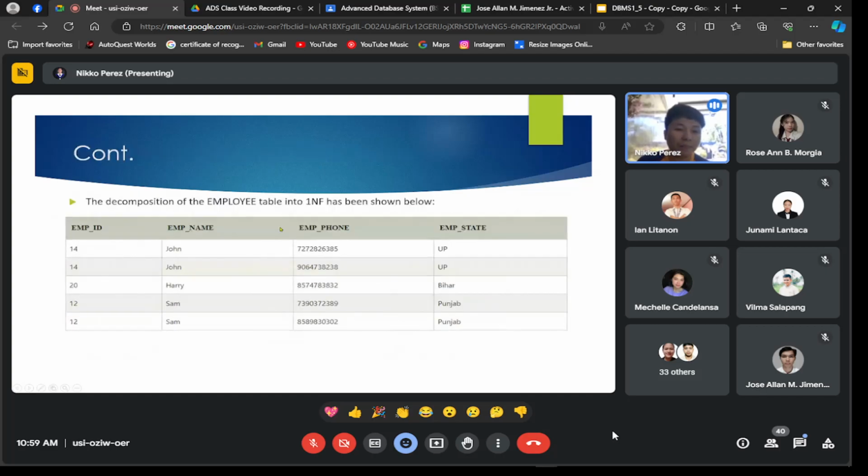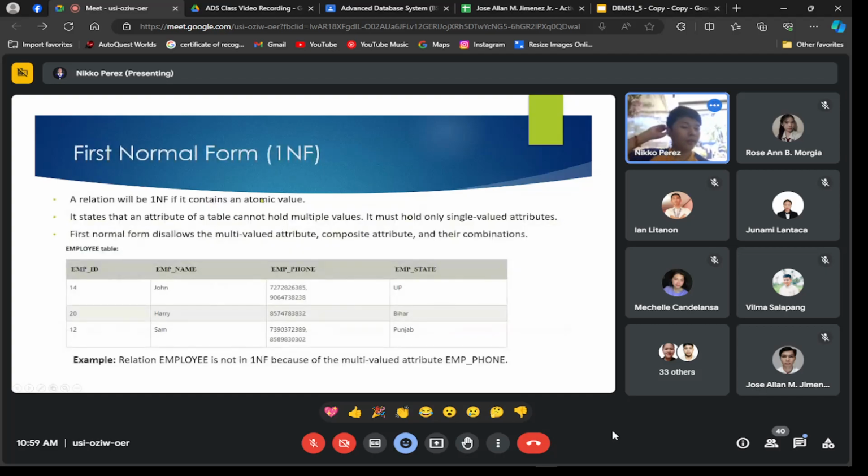Okay, let's talk about the first normal form. I will just introduce it, then the rest of the normal forms will be explained later. Okay, I will demonstrate now. So a relation will be in first normal form if it contains an atomic value, so that is our goal. If it states that an attribute of a table.